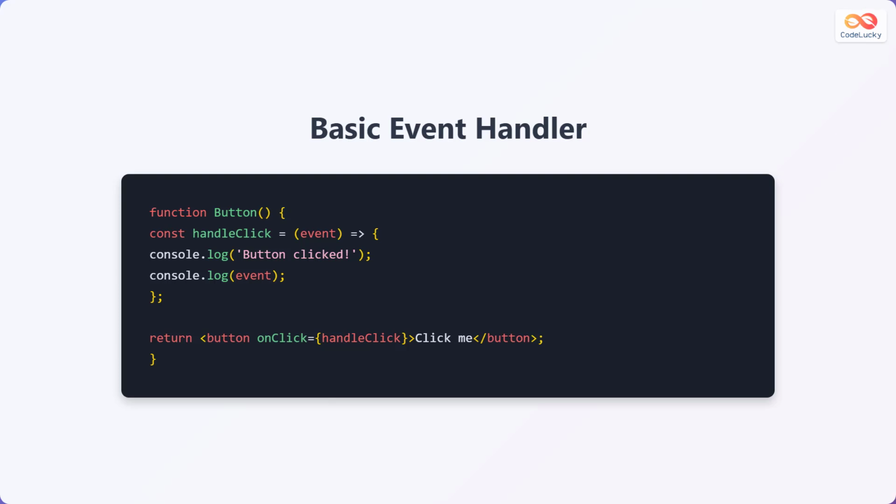Here's a basic example of an event handler in React. We define a component called Button. Inside this component, we have a function called handleClick. This function takes event as an argument. Inside the function, we log a message to the console indicating that the button was clicked. We also log the event object itself to inspect its properties. The Button component returns a button element. When clicked, the onClick event is triggered, which calls the handleClick function.